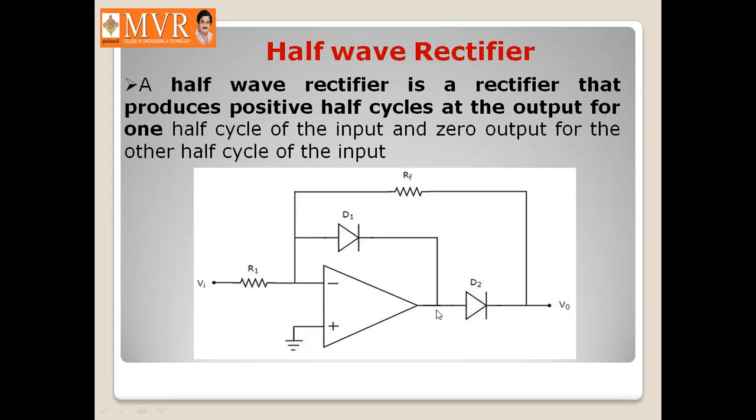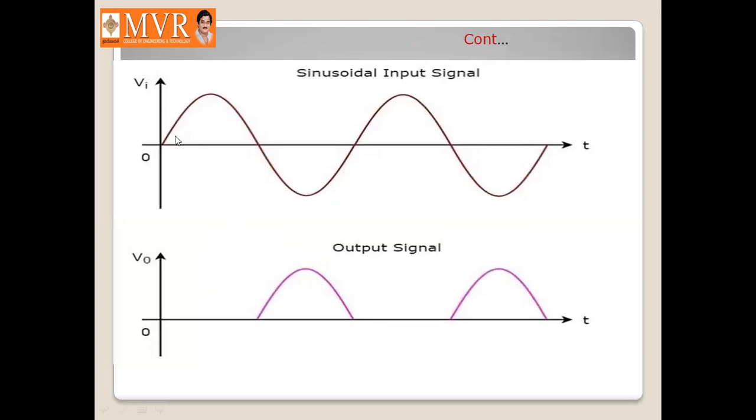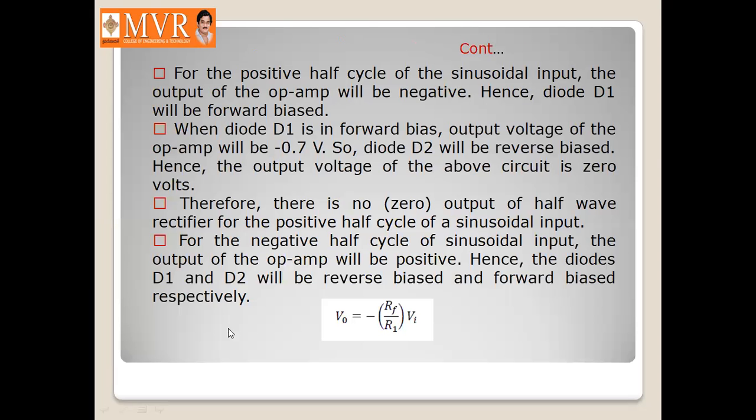Now we are going to take the output at the diode D2 terminal. When we observe the diode D2 operation, as the negative signal is obtained here, the diode D2 will be reverse biased. As the diode D2 is reverse biased, the output voltage will be zero. Hence, during the positive half cycle, the output voltage will be at zero potential, and there will be no output voltage.